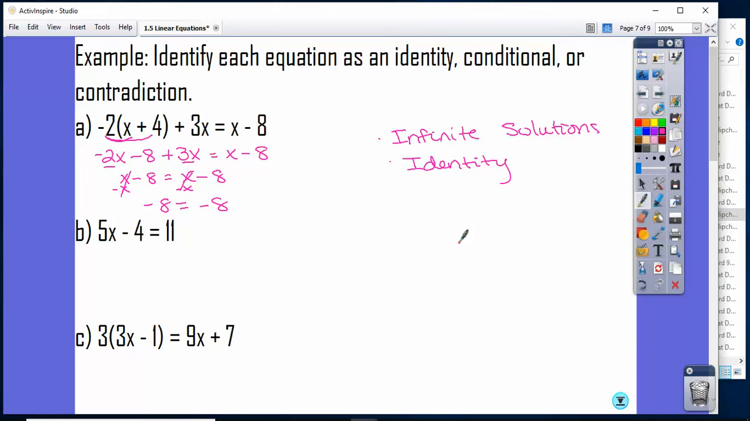B. If I add over my 4, divide by 5, and I get x equals 3. So if we actually just get one answer, what is it? Conditional. It's true under the condition that x is 3.